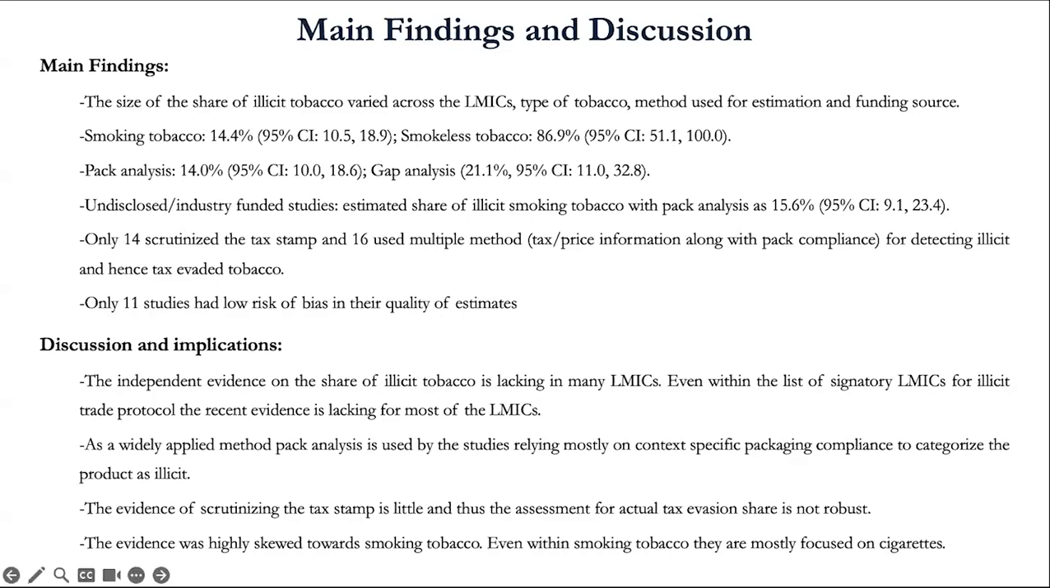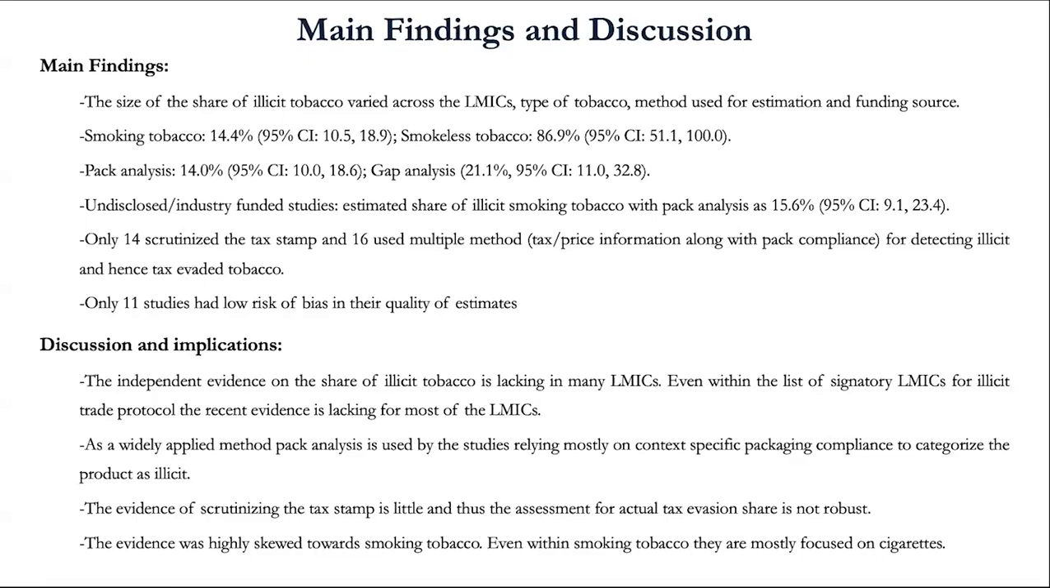Currently, if we look at the total number of signatories of the illicit tobacco protocol, we can see that there were 87 current signatories, and out of those 87 signatory countries, 43 actually fall within the category of low and middle income countries. Of these, we found that only 11 countries have independently funded evidence on the share of illicit tobacco since the inception of the protocol. Thus, the majority of LMIC signatories actually lack evidence for the estimated share of illicit tobacco.